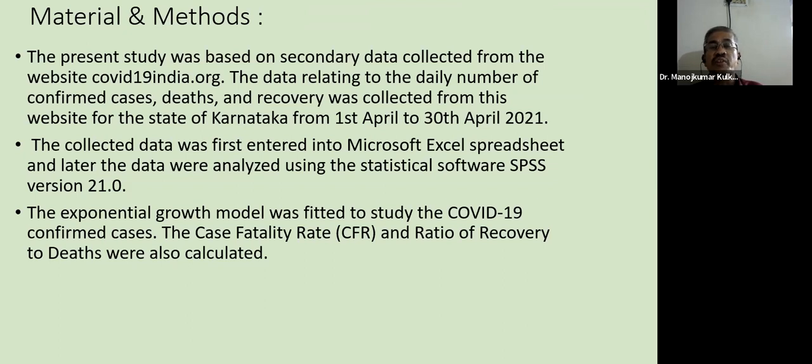The collected data was first entered into Microsoft Excel, and later analyzed using SPSS software. In order to model this, various models were considered, starting from linear, polynomial, and various others, and we found that the exponential growth model fitted this data well. We also calculated the case fatality rate and the ratio of recovery to death.